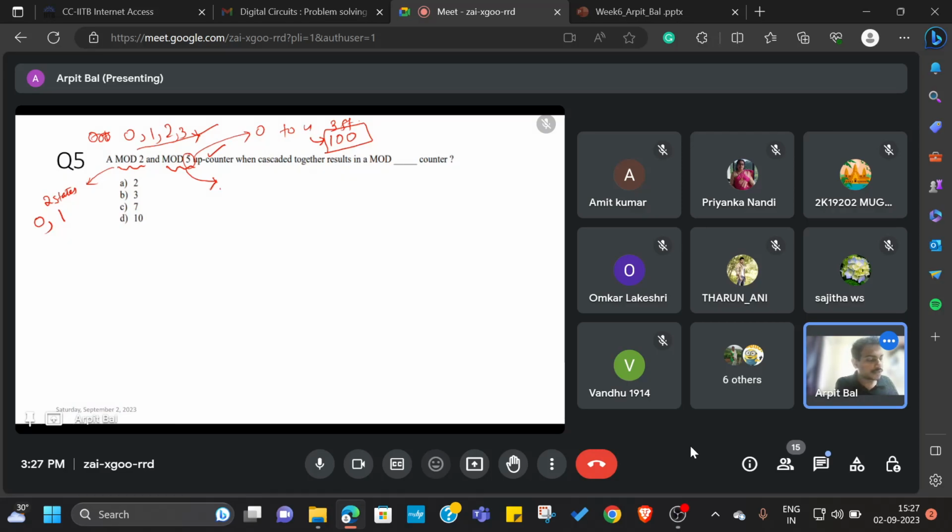Here the question is asking that there is a mod 2 flip-flop and there is another mod 5 flip-flop, and they are cascaded together. We need to find out what is the resultant counter that this is going to represent. Let me call it a mod X counter. Now let me draw the timing diagram for better understanding. I'll start the timing diagram with a clock.